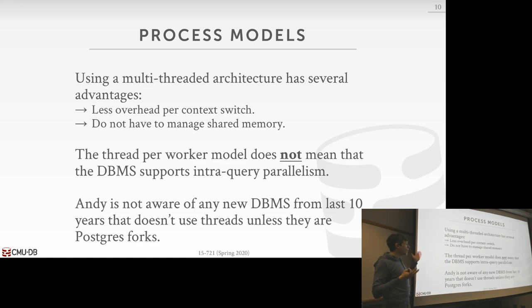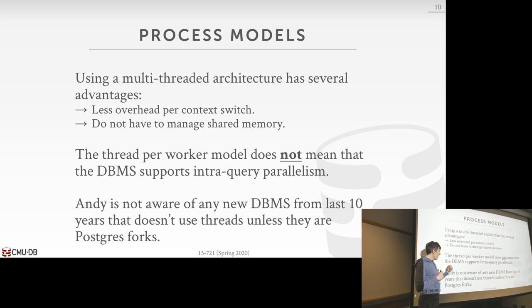So, again, the multi-threaded approach is better. You have lower overhead context switches, and you don't have to manage shared memory. In the multi-process case, you're either sending IPCs to each other, or you have shared memory so that everyone can read and write into the same location.